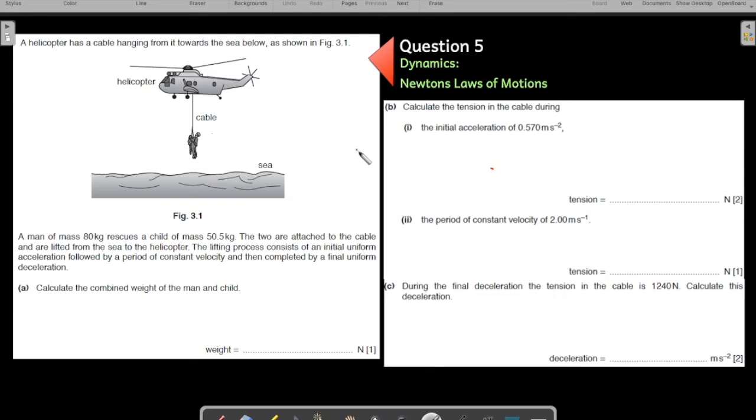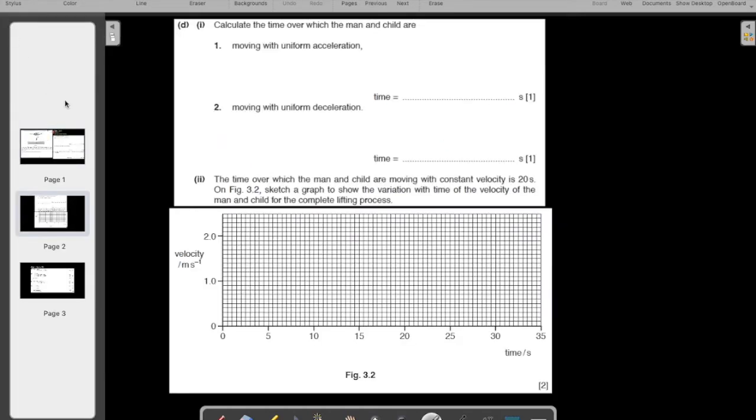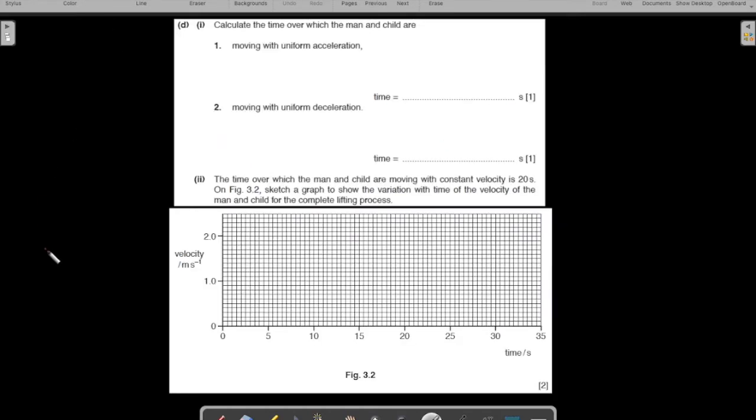If you want, you can take snapshots or pause the video on each of the screens, solve the question yourself, and then play the video again to look at the working and the mark scheme. So this is your screen 1. And here you have screen 2.